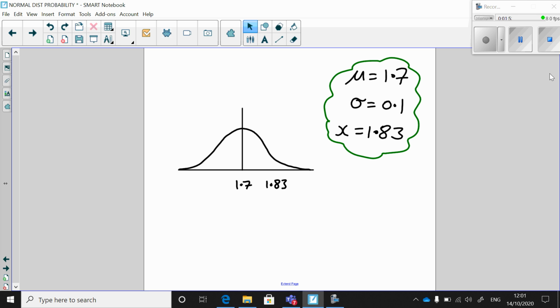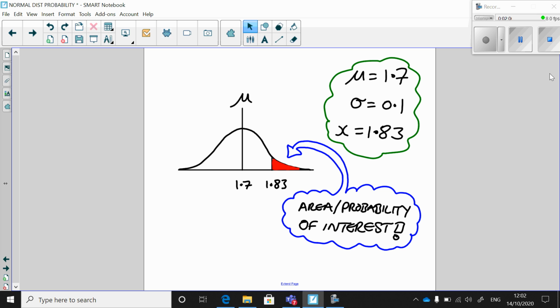There's the mean in the middle, up to 1.83, to the right of the mean, and we're asking how many are over 1.83. So we're going to the right here. I've highlighted that. That's the area, and like we're saying, that's the probability of interest. Right, but when we go to the tables, it would give you the probability going from 1.7 up to 1.83. So we'll need to think about that.